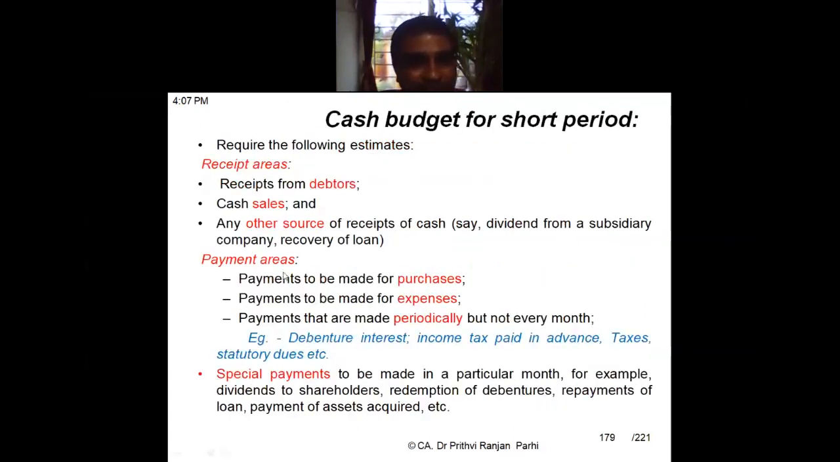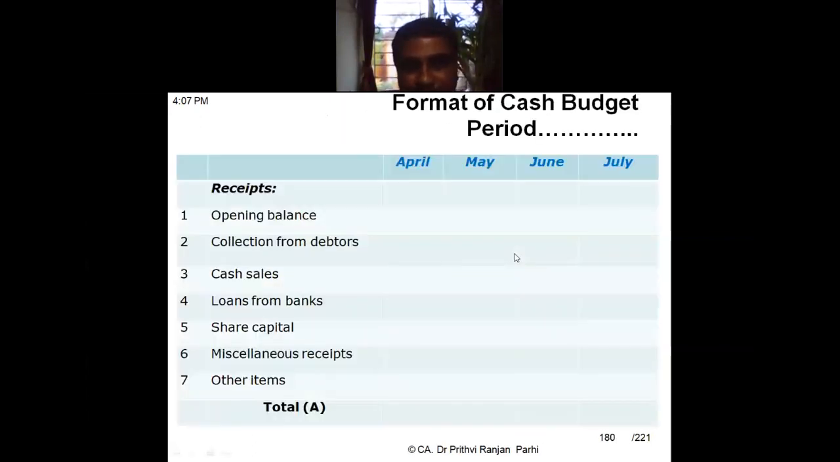Now you see these are the receipt areas. Can you read some of the receipt areas from where we receive cash? From debtors and sales. Debtors realization, sales realization, then other sources, miscellaneous income like dividends, recovery of loan. Payment areas like purchases, expenses, payments which are made periodically. So we need to estimate the amounts for each of these items. Then only we'll be able to prepare the cash budget.